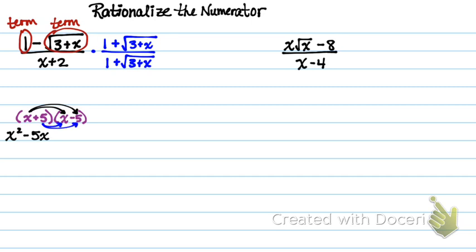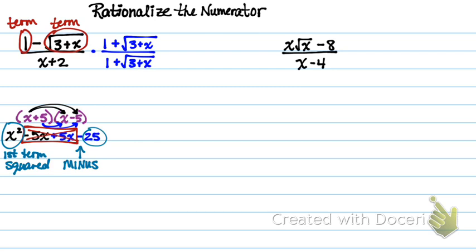Because they are identical except for the sign in between the terms, these pieces right here, these middle values, will always cancel out. That's why we're multiplying by the conjugate there. We want these middle terms to cancel out. So what I end up with is my first term squared and then it will always be minus my second term squared.